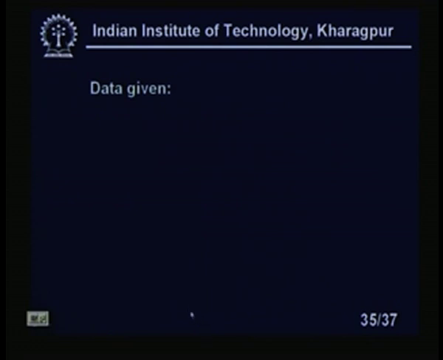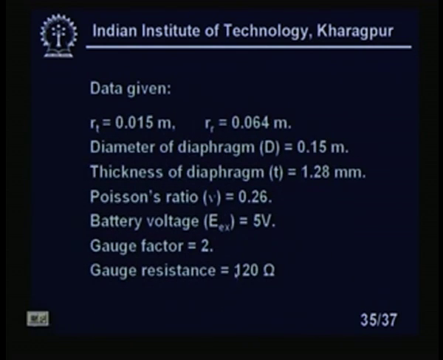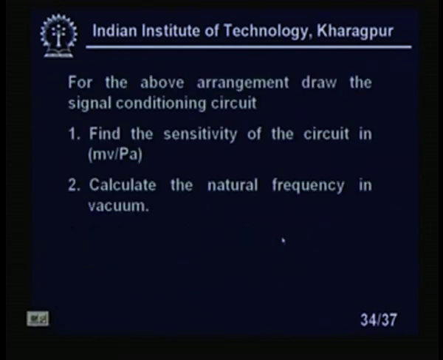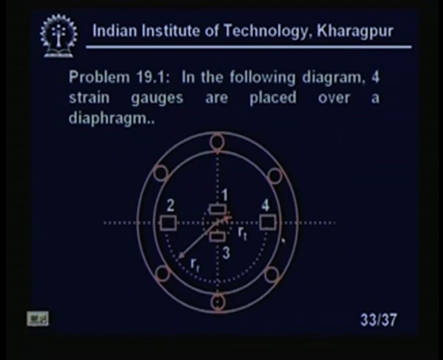Data given are RT, the radius. Where is RT? Please note, this RT is just the radius of the circle on which the tangential strain gauges are placed, whereas RR is the radius of the circle on which these 2 strain gauges, which will sense the radial strain, are installed, right.